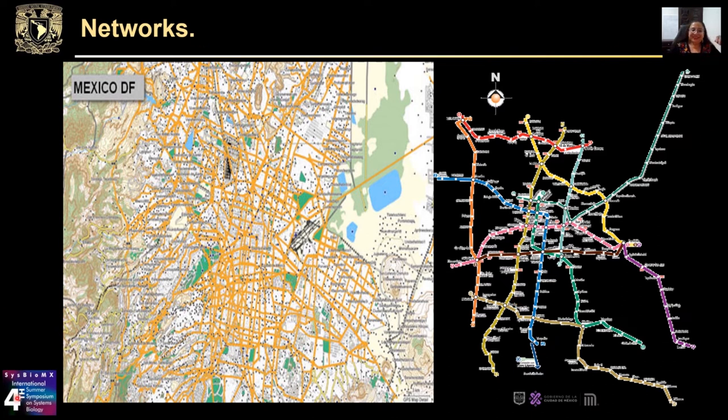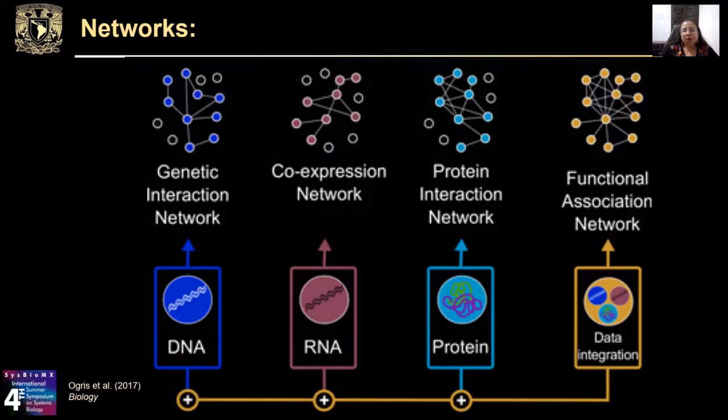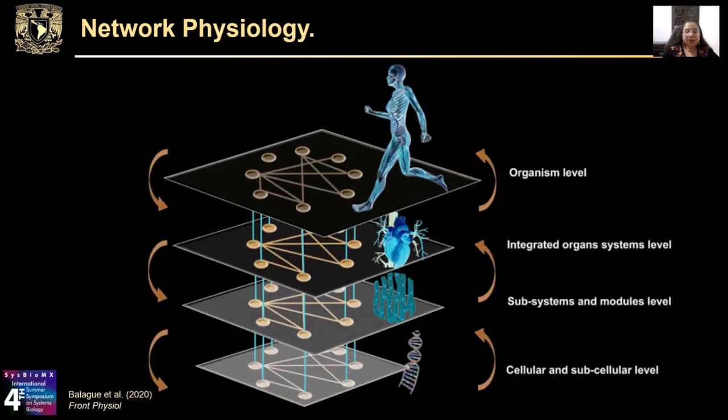These systems of networks have been applied to genetic networks to understand how genetics produce respiration, mitosis, processing of RNA, vesicle traffic, etc. Or they can make networks that go from genetic interactions of DNA, co-expression networks of RNA, protein interaction networks between all the proteins of the organism, or functional association networks. Moreover, these cellular and subcellular models can also be part of a subsystem and module level, or an integrated organ system level, or more precisely the organism level.